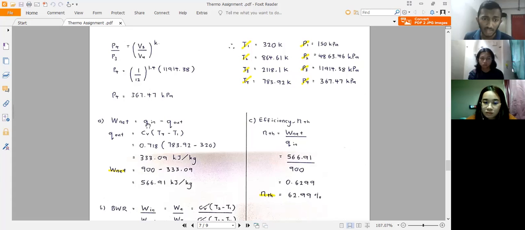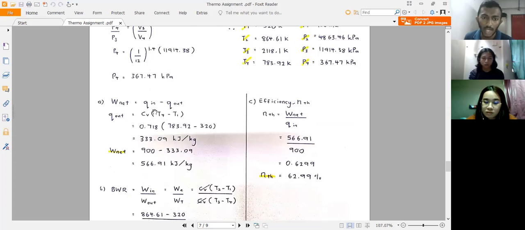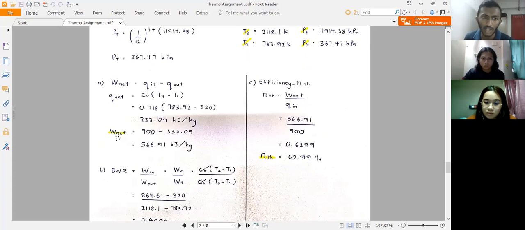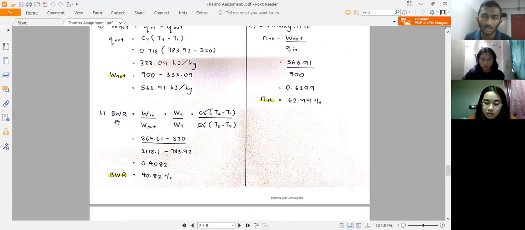So W net equals Q in minus Q out. Q in we already know. Q out is equal to CV times T4 minus T1. So we get the value of 333.09 kilojoule per kilogram. So the value of W net is 566.91 kilojoule per kilogram, which is between the range given. And then we find the back work ratio.